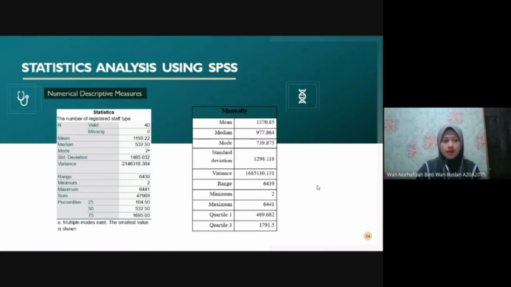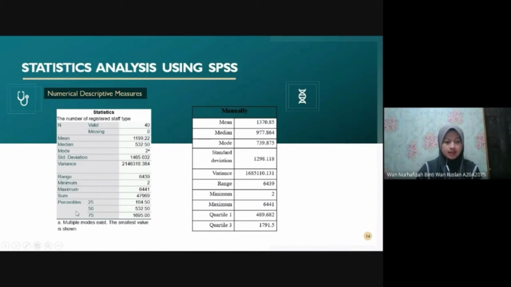For the statistical analysis using SPSS, numerical descriptive measures, there are two tables. This table we use SPSS, and this table we calculate manually. For median, mean, mode, standard deviation, variance, and range, there are different values between these tables. For minimum and maximum, we got the same value.